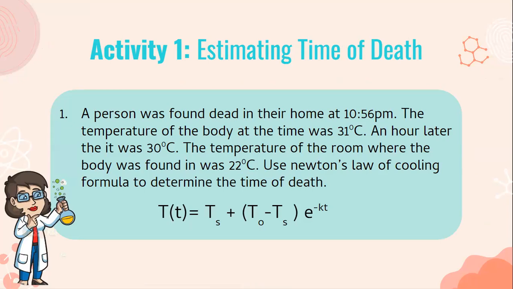A person was found dead in their home at 10:56 p.m. The temperature of the body at the time was 31 degrees Celsius. An hour later, it was 30 degrees Celsius. The temperature of the room where the body was found was 22 degrees Celsius. This is what investigators or forensic scientists actually look at. Real world applications of mathematics.